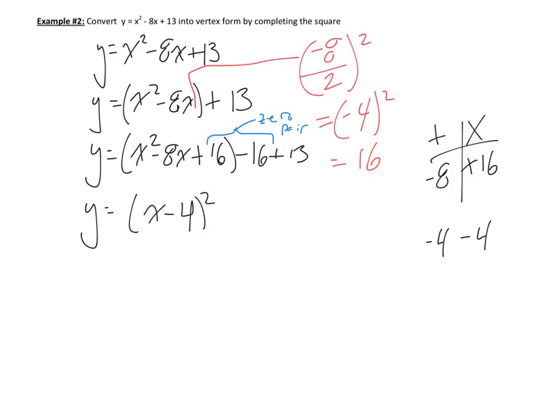And the last thing I'm going to do is take negative 16 and add 13. I know that negative 16 plus 13 makes negative 3. And I can even say my vertex is going to be 4 comma negative 3 from that information as well. All right.